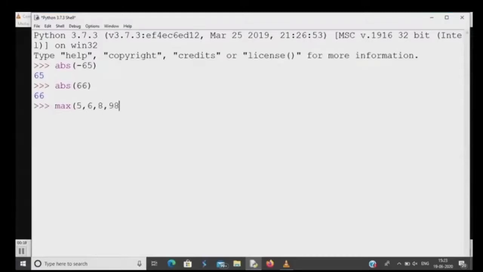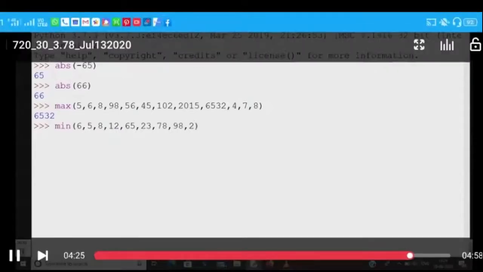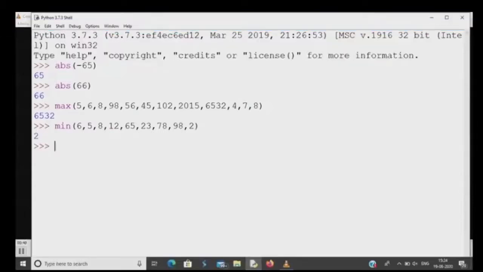Max we have already seen during the list function. Max will provide you the maximum of whatever values we have given as the list. You can see here the maximum value has been given to you, that was 6532 in the list created by us. Same way, minimum value will also be given. So this way we can get maximum or minimum value from a list or tuple.